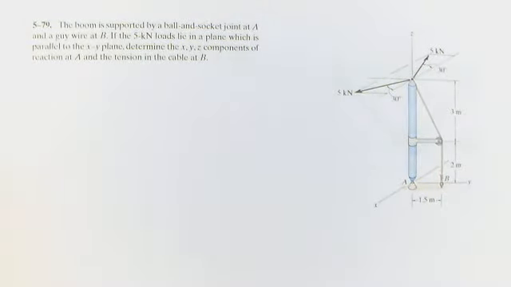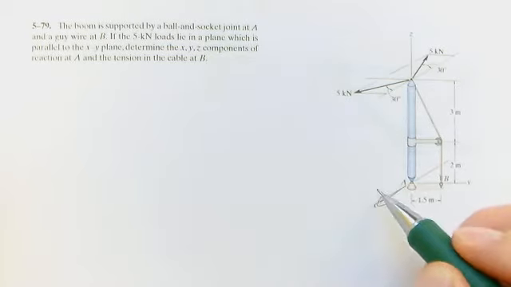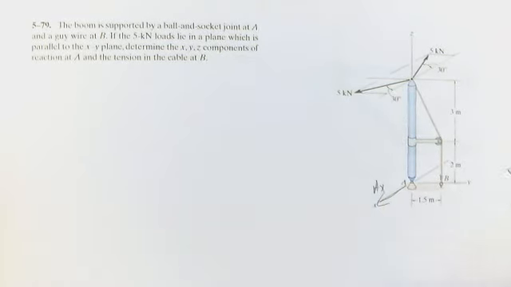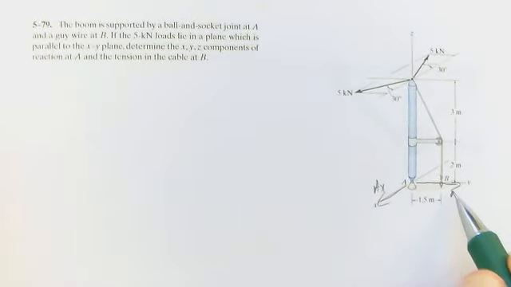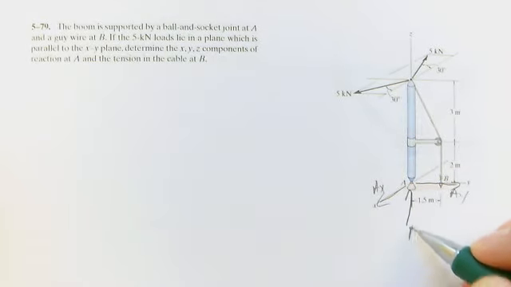This is problem 5-79. We have a boom supported by a ball and socket there. So the ball and socket is going to have a reaction in the x, a reaction in the y, and a reaction in the z. But it doesn't react any moments.